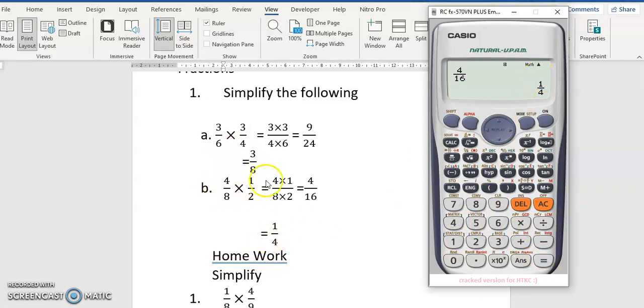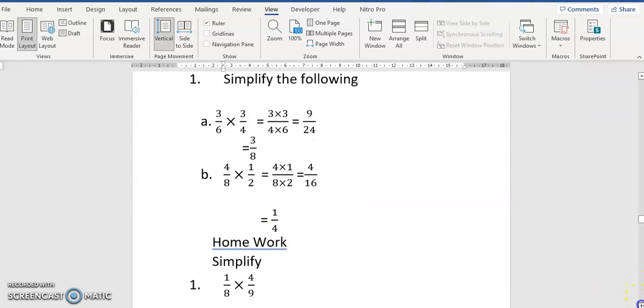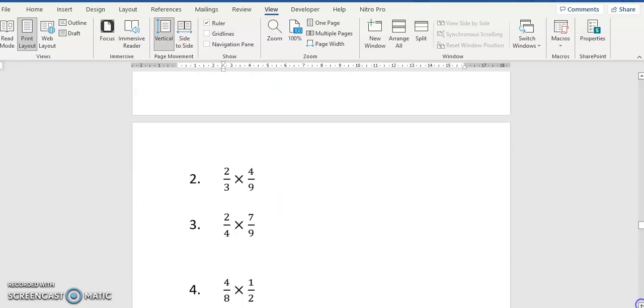Okay, let's use the calculator to get the answer straight. We are doing it together. 4 over 8 times 1 over 2. That is 1 over 4. See that we had 1 over 4 straight. Alright. Good. You are going to do this homework for me.